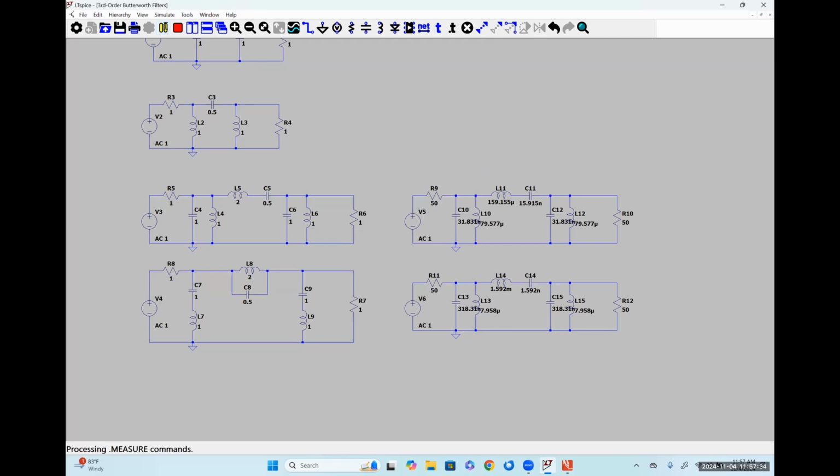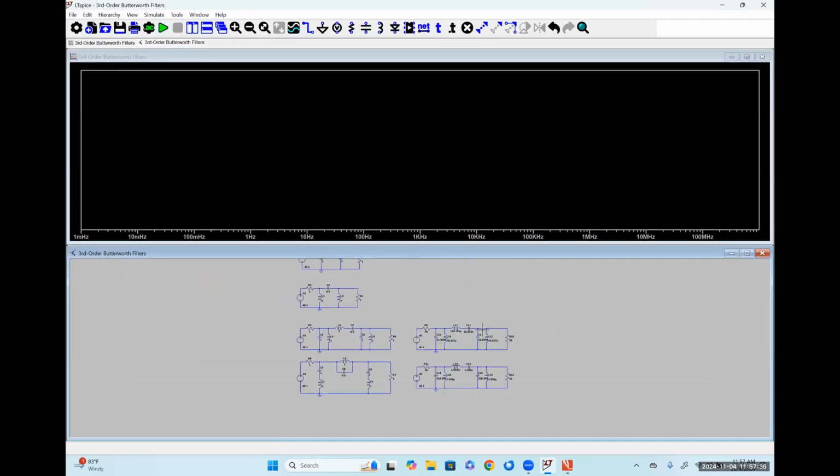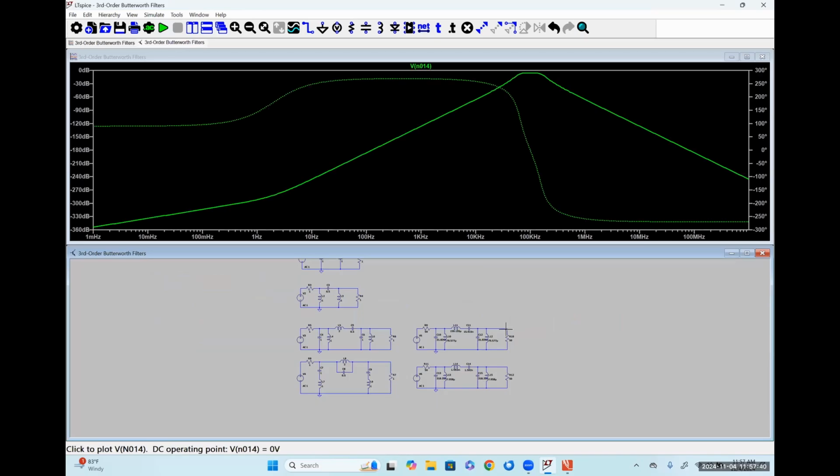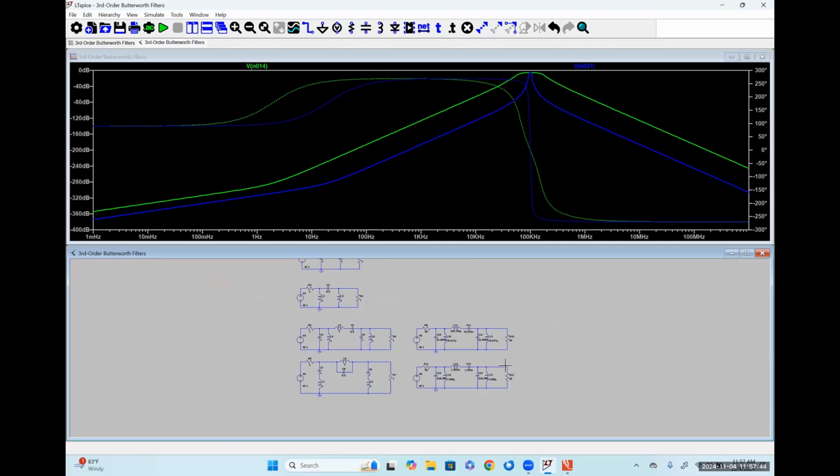Rerun our simulation. And now let's just compare our scaled version and our bandwidth scaled version. So we have the exact same center frequency, but now we can see that our bandwidth is much more narrow because we desired a more narrow bandwidth. Yes, Hojun. 1.592 millihenries.